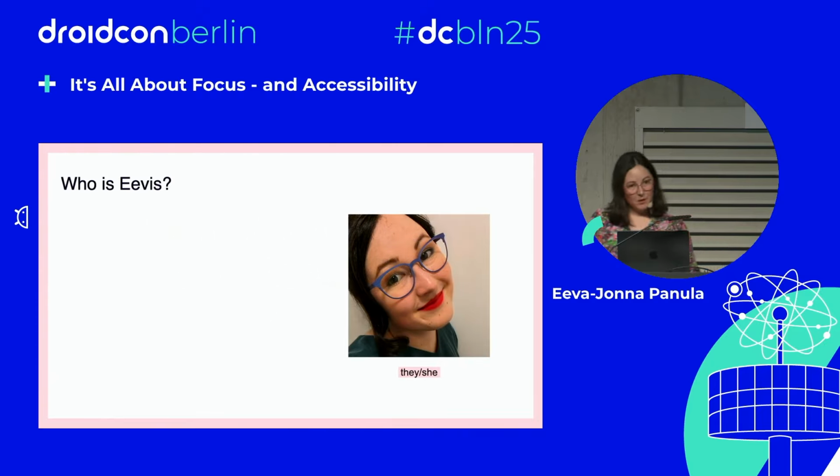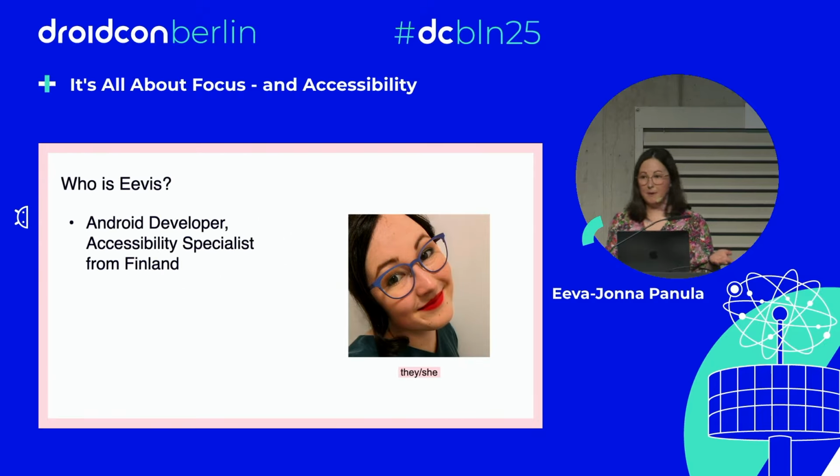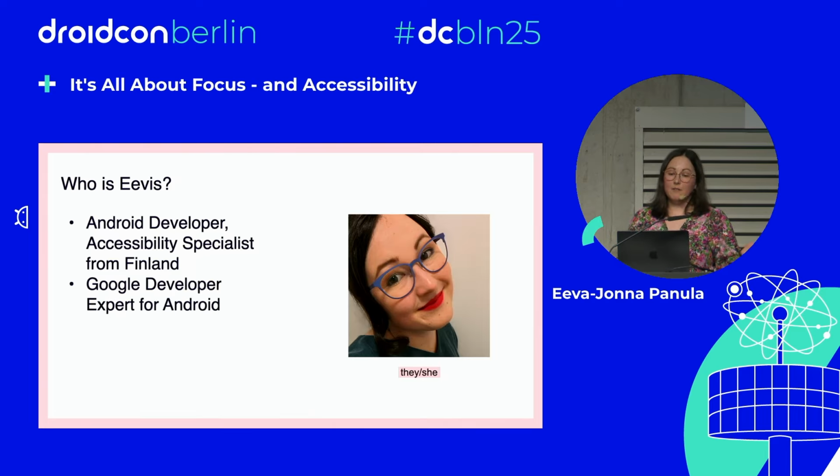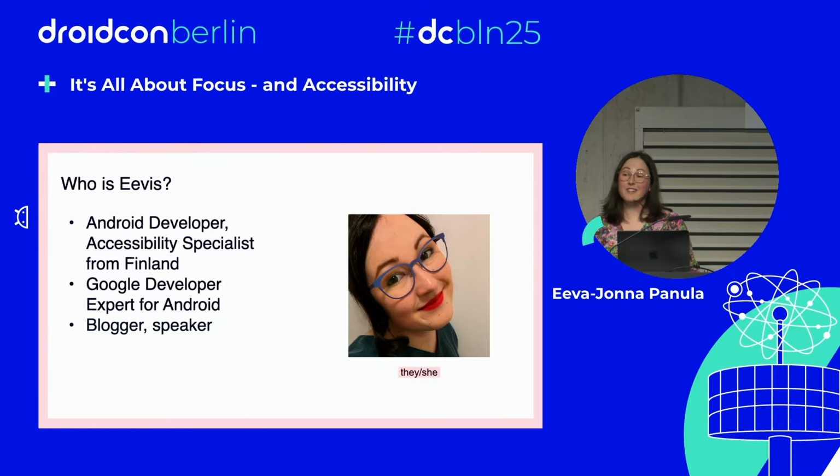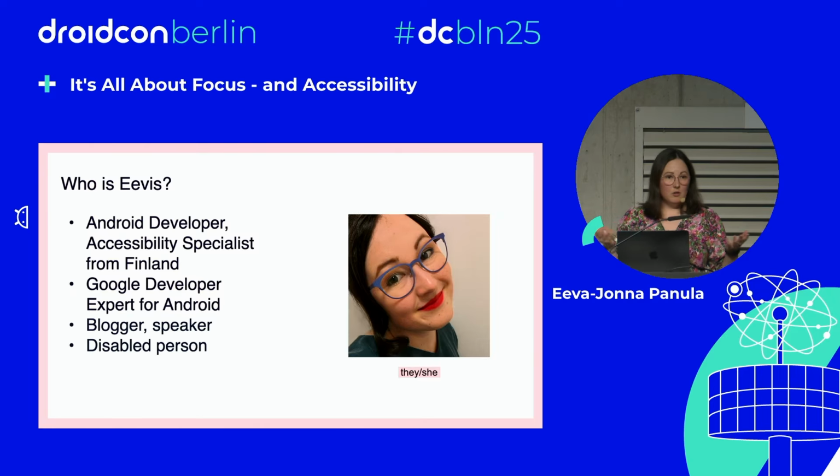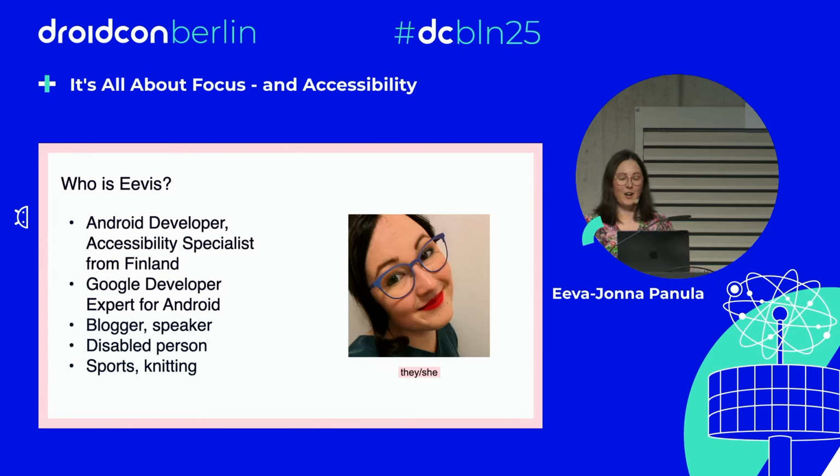So hi, my name is Eeva-Jonna Panula, and I'm an Android developer and accessibility specialist, and I'm from Finland. I'm also a Google developer expert, so GDE for Android, and I really, really love to share what I've learned. So I write a blog, I speak at different events, mostly about accessibility and Android. And I'm also a disabled person myself, so that's one of the reasons why I'm so motivated in sharing knowledge about accessibility. And when I don't do something work-related, I do different sports. And I also knit, and apparently I also develop some knitting-related Android apps, so that's something that I've started doing, combining those things, so it's kind of already some work-related thing.